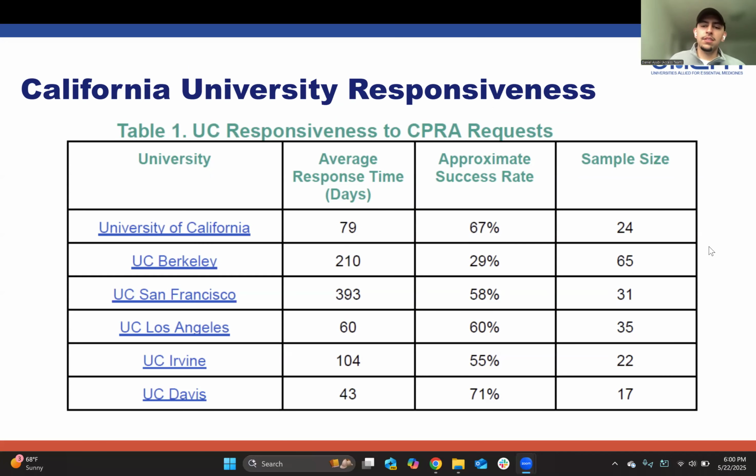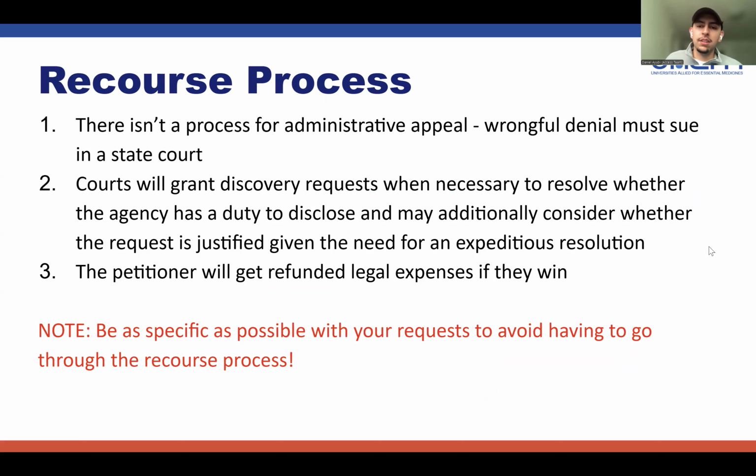And then the last thing I'm going to talk about is the recourse process. So this is basically like, all right, you do all this. What happens if the UC says no, or if any state agency says no, they're not going to show you the documents? So unfortunately, there's not a process for administrative appeal. So there's not an internal UC process that you can go through to do it again.